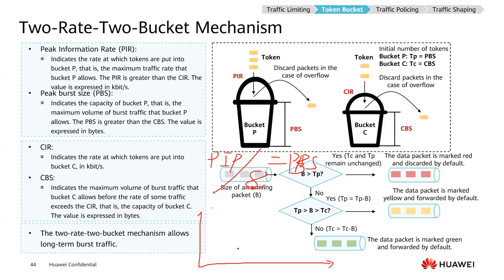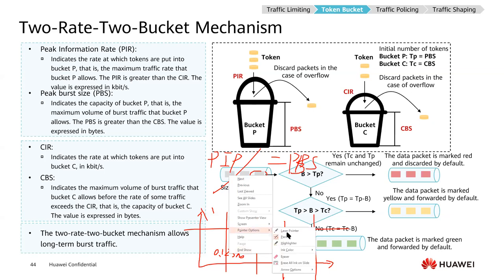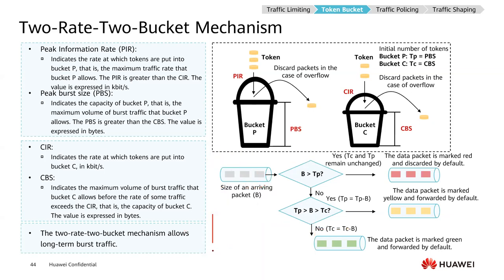The 8 means that in 1 second, it will be divided into 8 time slots. So normally we recommend that we use the default value. We divide 1 second into 8 time slots, so each time slot stands for 125 milliseconds.